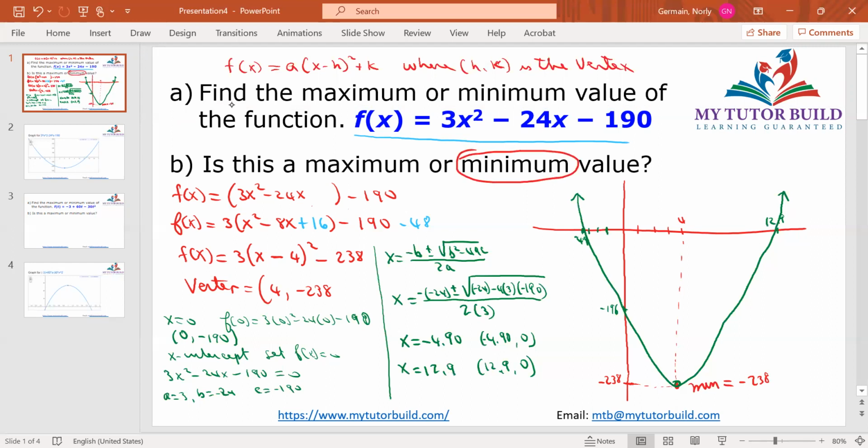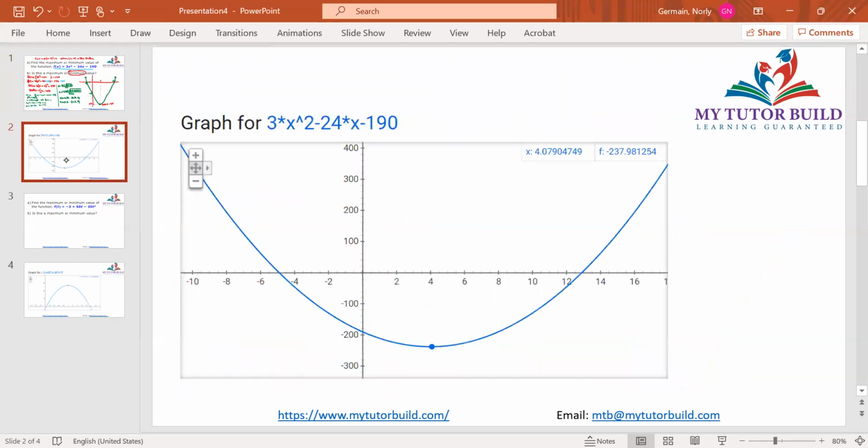Okay, if you use a graphing calculator, this one I just typed on Google. When I enter my function 3x squared minus 24x minus 190, you see also I'm trying to put it, but it's somewhere close right here, with that would give us negative 238. So this is a minimum. So anytime you have a valley, it's a minimum.